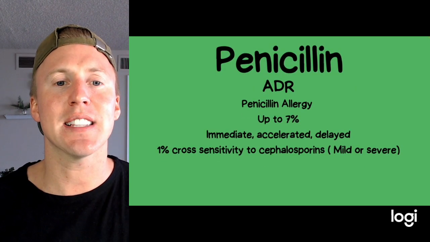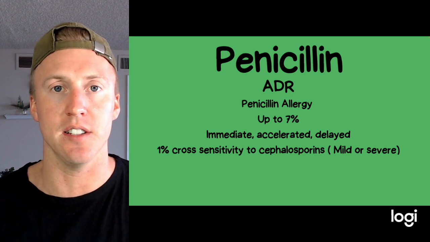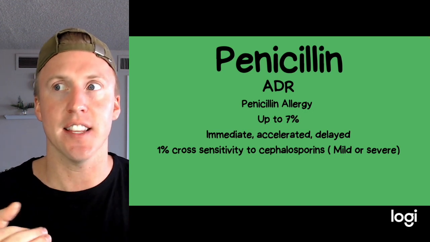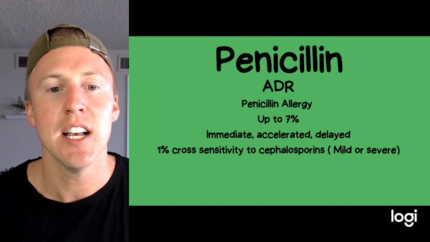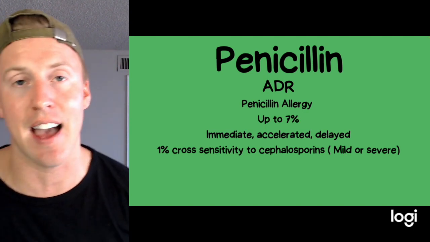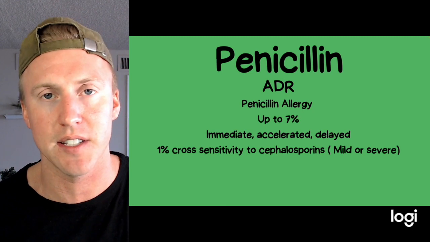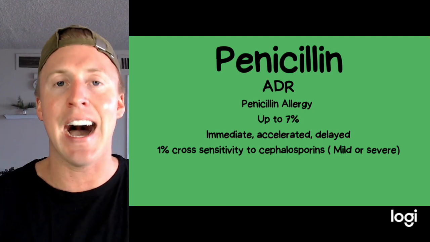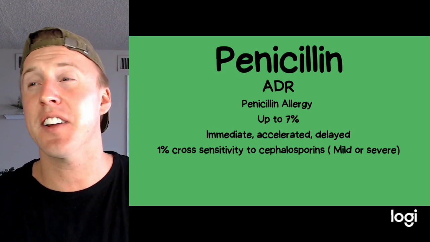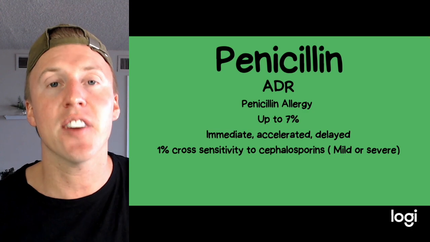Now, in general, when we look at the adverse reactions to penicillin, the most common is going to be allergies. Penicillin is actually one of the most common medications to cause allergies of any med out there. Up to 7% of people will have a penicillin allergy. Now, that doesn't mean that allergy is always going to be anaphylaxis or really bad. It can be totally mild all the way up to really severe. The other thing is the timing of that allergy. Some are immediate, right away, accelerated, or even delayed up to days and weeks later, making this very tricky.